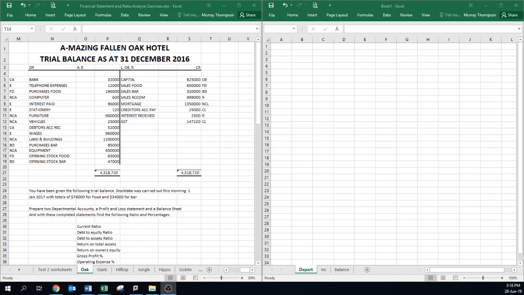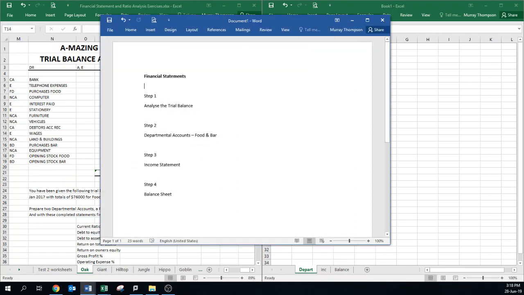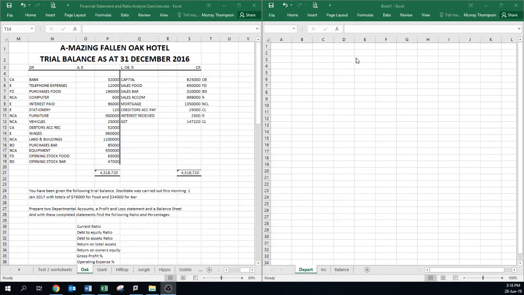So here we go. So we'll bring up the steps. So we've analysed the trial balance. Next we do a departmental account for our food and a departmental account for the bar. Right, so I've got this blank spreadsheet that I'm just going to work on, and I'm going to put the departmental account just on one tab. So we'll do the food department first. So I'm just going to call it food departmental account.